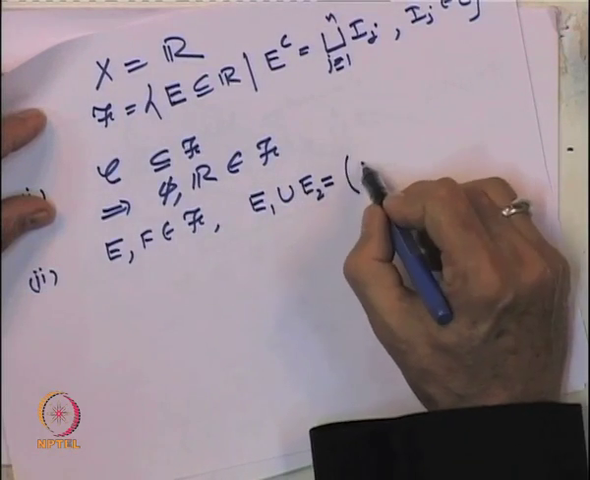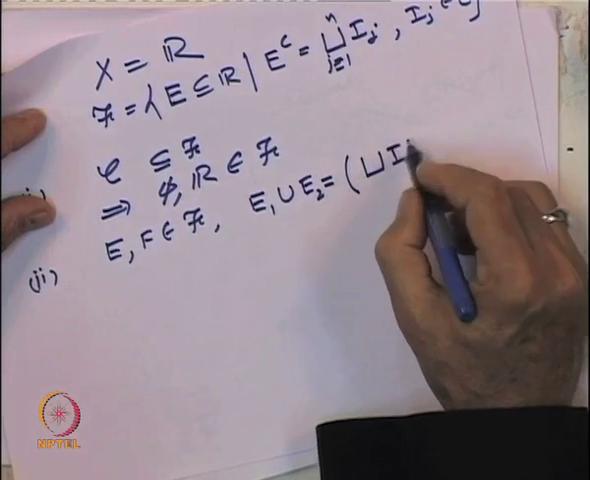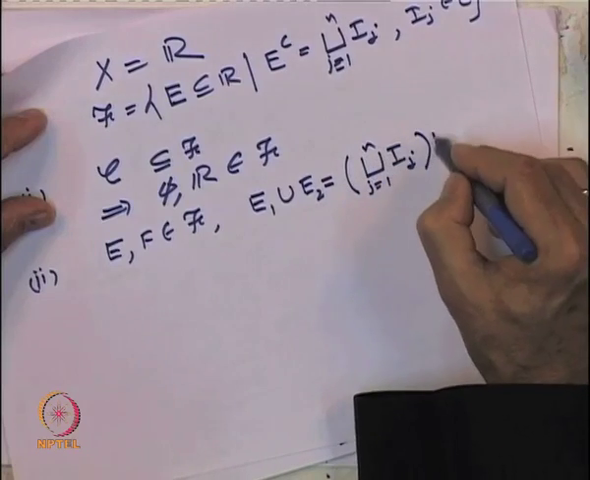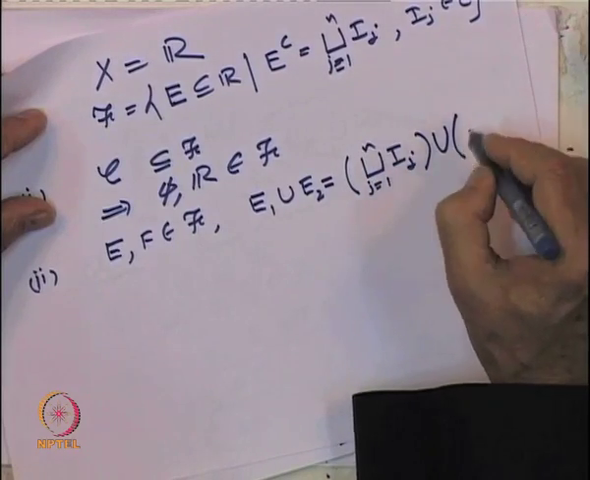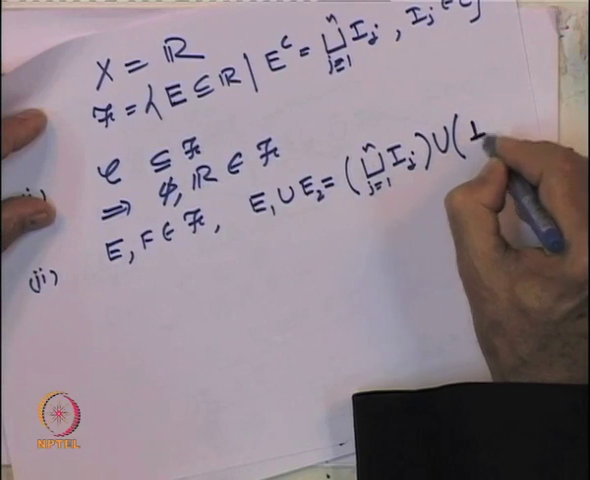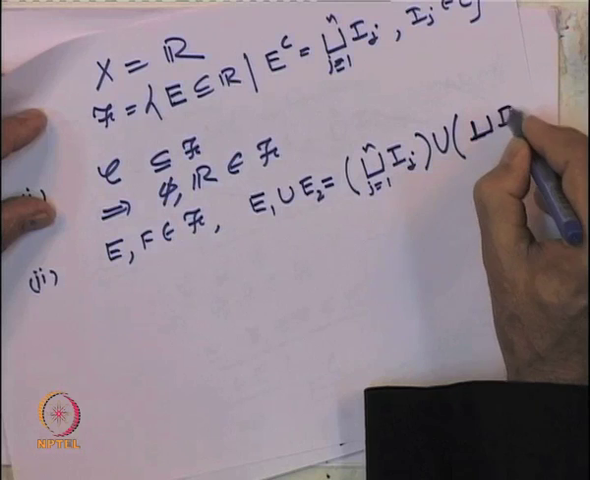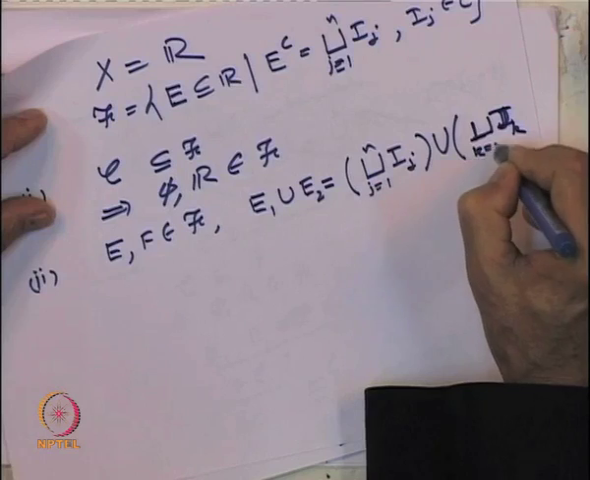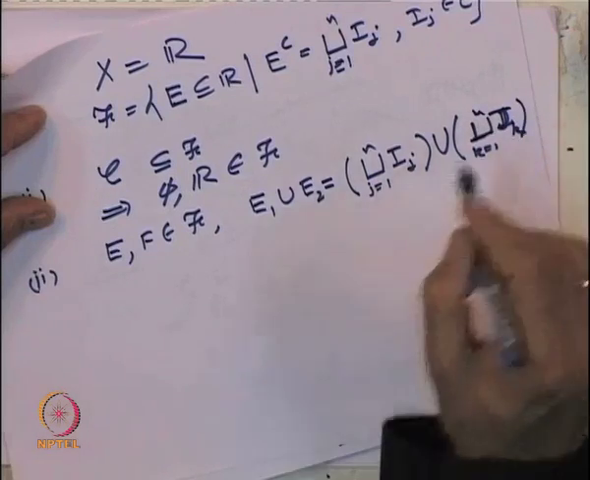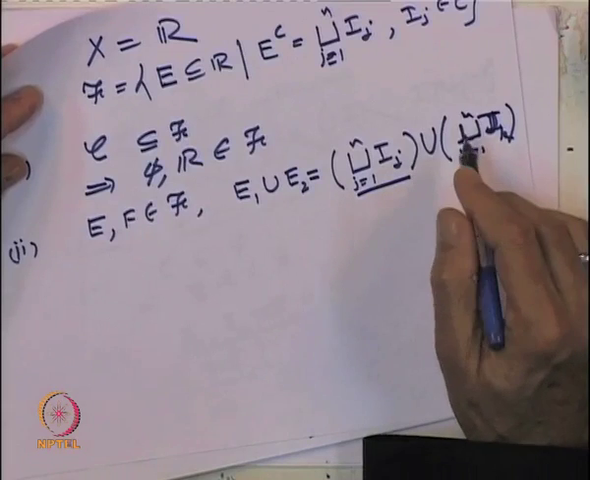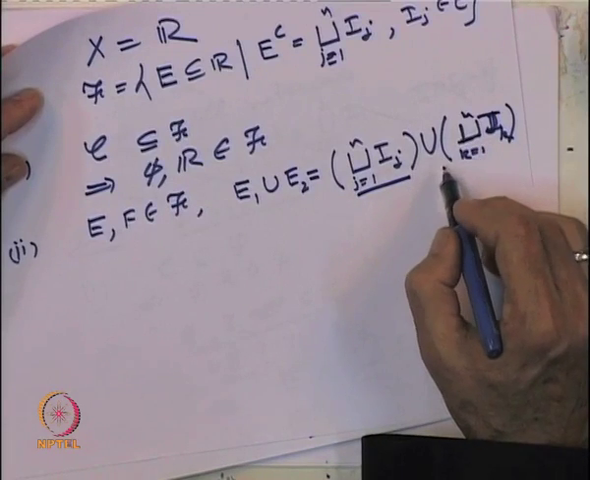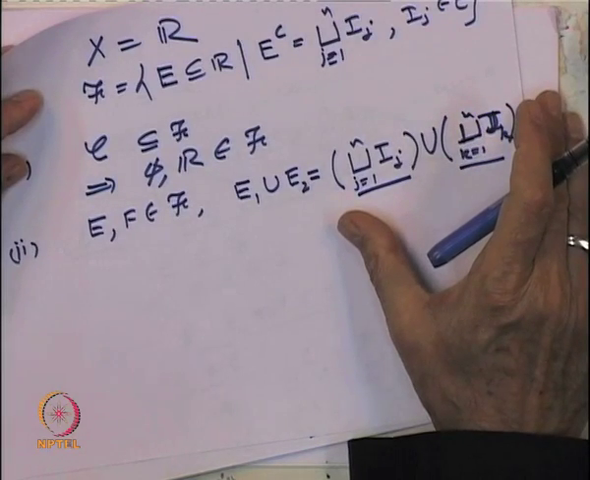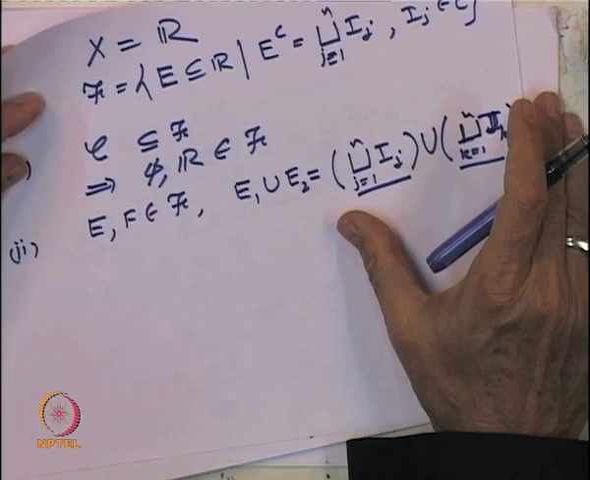So, let us write E 1 as a union of I j, j equal to 1 to n, union of a disjoint union of some I j k, k equal to 1 to m. Now, this collection of intervals is disjoint, and this collection of intervals is disjoint, but all of them together may not be disjoint, but that does not matter much.